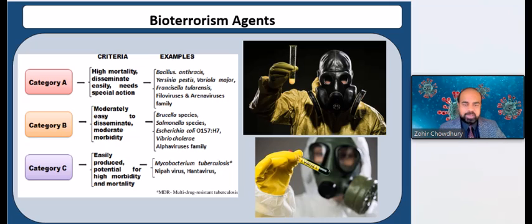So, with respect to bioterrorism agents, we briefly introduced anthrax. Anthrax is a very deadly disease. So there's significant high mortality, and it also disseminates easily, and it needs special action. So agents similar to anthrax are categorized as category A bioterrorism agents. You also can have category B or category C bioterrorism agents, which are shown in here and explained in here.